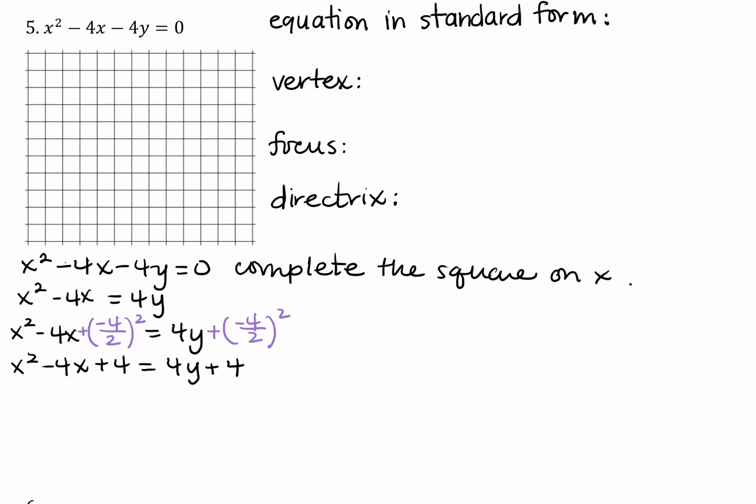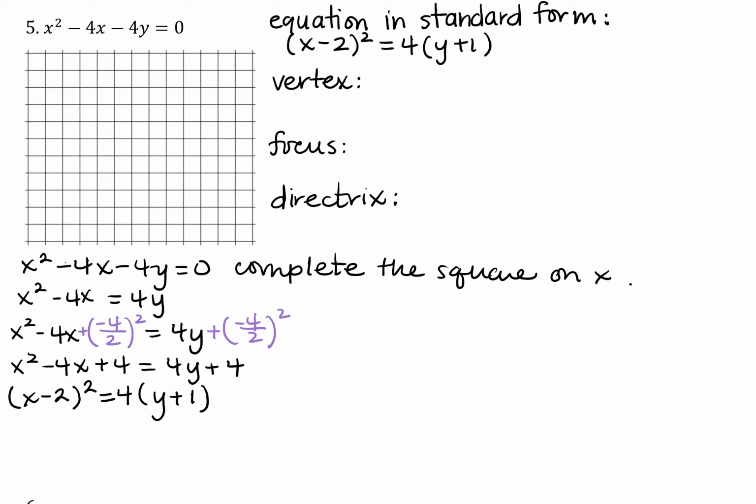On the left, we should now have a perfect square, which we do. x squared minus 4x plus 4 factors into x minus 2 squared. On the right-hand side, remember, we're trying to get this to the standard form, and the standard form has a 4 factored out in the front. So I'm going to go ahead and factor out a 4, and that's going to leave me with a y plus 1 on the inside of the parentheses. And so that is our equation in standard form. x minus 2 squared is equal to 4 times y plus 1.